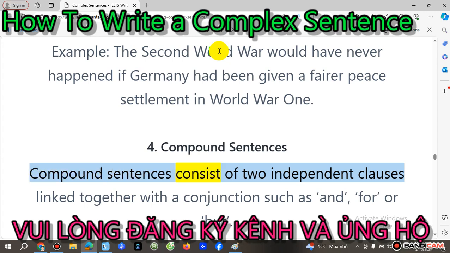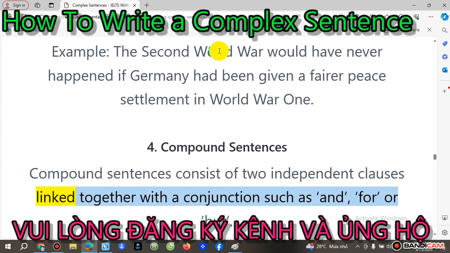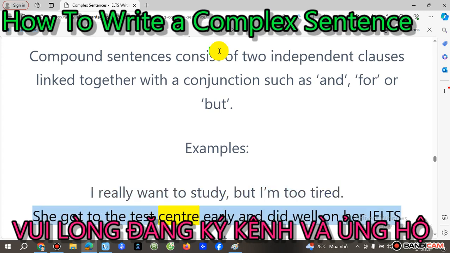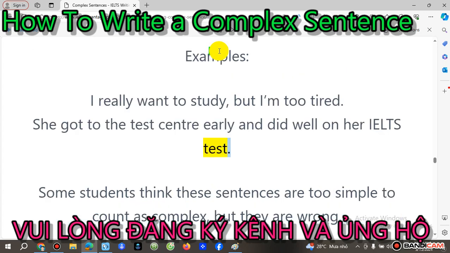Compound sentences consist of 2 independent clauses linked together with a conjunction such as and, for or but. Examples. I really want to study, but I'm too tired. She got to the test center early and did well on her IELTS test. Some students think these sentences are too simple to count as complex, but they are wrong.